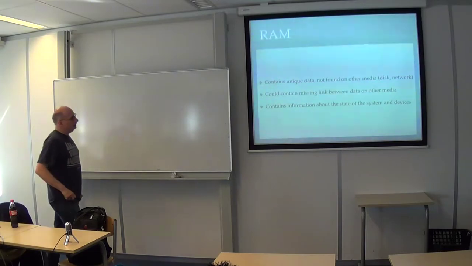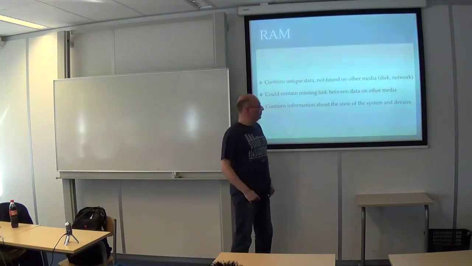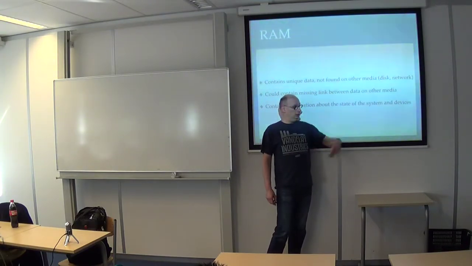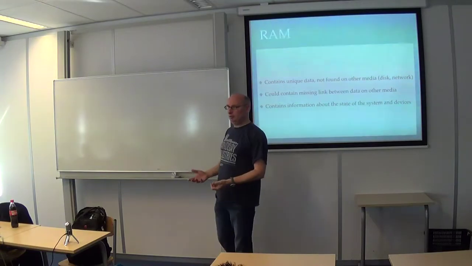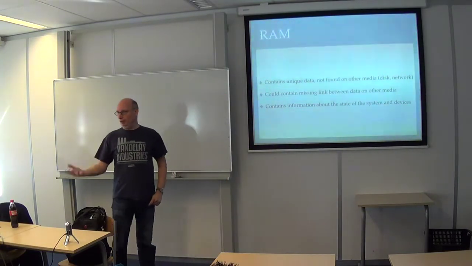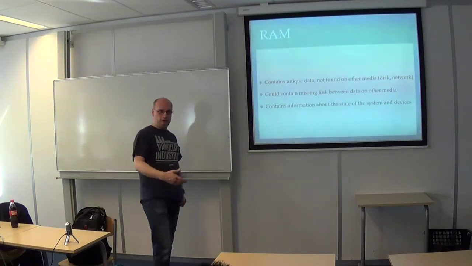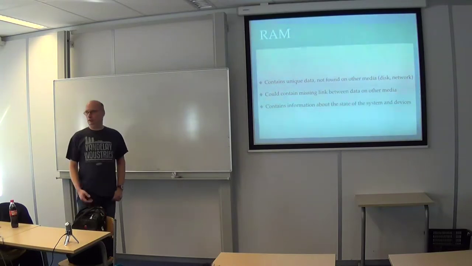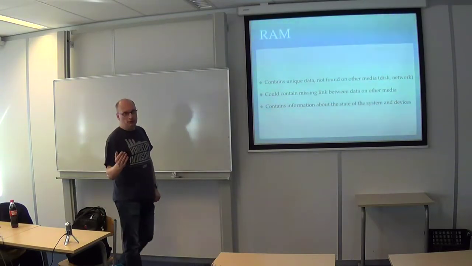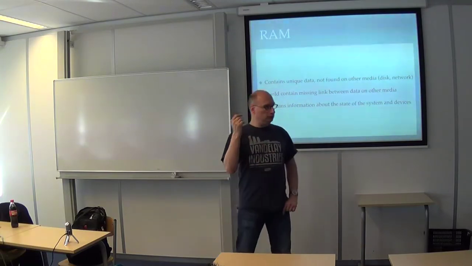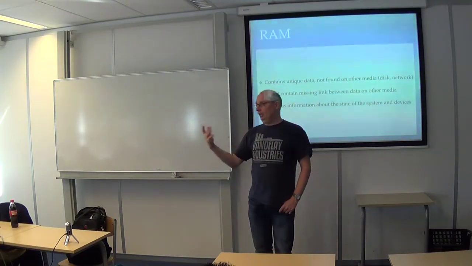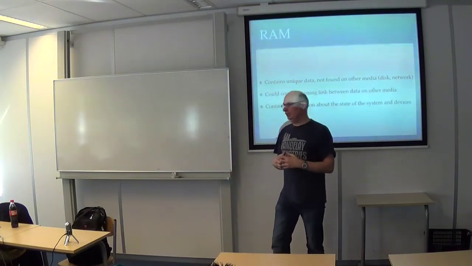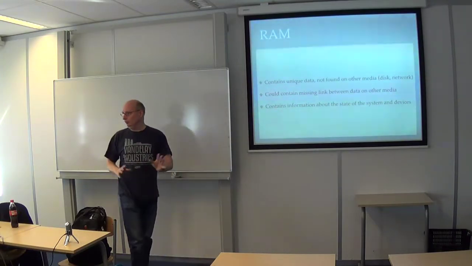Contains information about the state of the system and devices. Yeah, the operating system manages the system itself and all the devices. The hardware, what's the state of the hardware, what's the state of the printer, what's the state of the mouse, which files are open, which files are read-only, which files are read-write access, which processes are running, which memory is allocated to which process, which is linked to what device. All that information is only in RAM, because it's maintained by the operating system. The operating system has a whole lot of data structures.